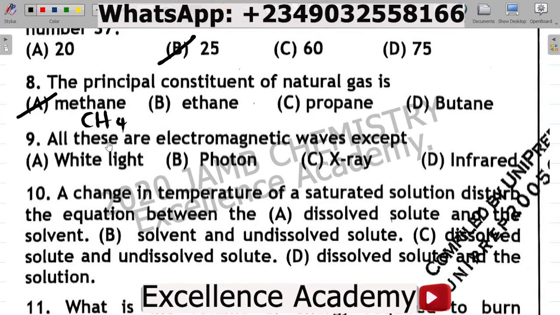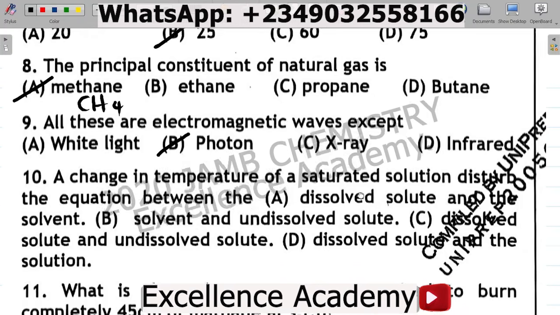Question 9. All these are electromagnetic waves except A, white light, B, photon, C, X-ray, D, infrared. What's your correct answer here? The correct answer is B, photon. Photon is not part of the electromagnetic waves. Instead, it is a unit of energy that carries light and has zero mass. So photon is not part of the electromagnetic waves.